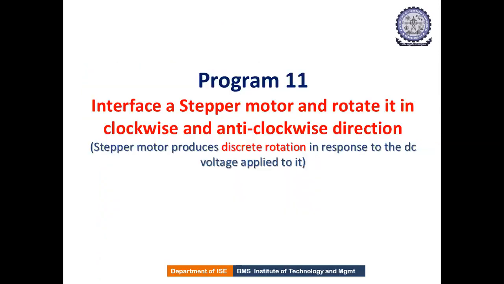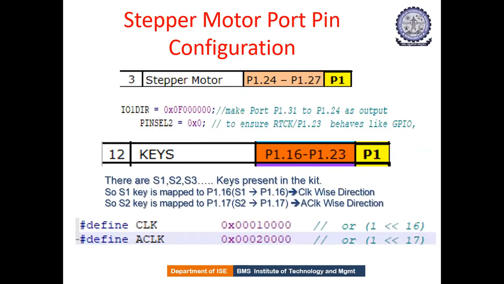So what is meant by a stepper motor? A stepper motor is the one which performs discrete rotations with the supply of a DC voltage. The difference between a stepper motor and a DC motor is that a DC motor has continuous rotation, whereas the stepper motor has discrete rotation, as we have seen. Either you are supposed to rotate the stepper motor in the clockwise direction or the anti-clockwise direction. That is what is being asked in the program. So, depending upon that, we have written the code for the stepper motor.